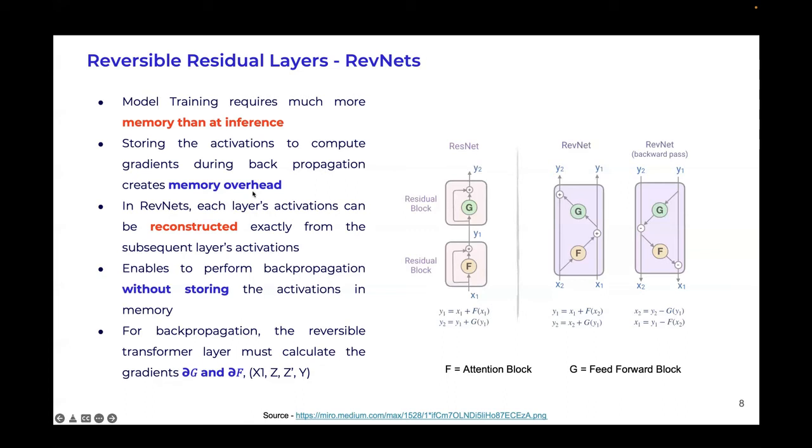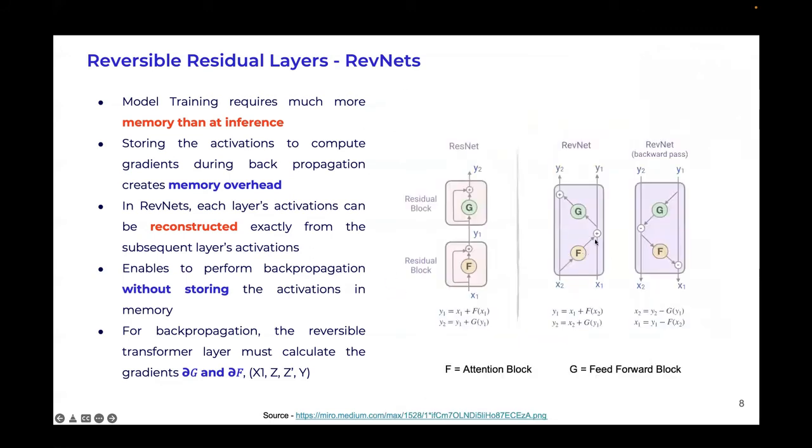So this will reduce a lot of memory overhead, because all the activations are getting reconstructed exactly from the subsequent layers' activations. Here you can see that initially we have x1, y1, and y2. In order to reconstruct the forward propagation activation, we have copies of the input as well as the output. So instead of having just x1, we have x1 as well as x2. Here we have two streams, x1 and x2, y1 and y2. So during backprop, you can see the flow.